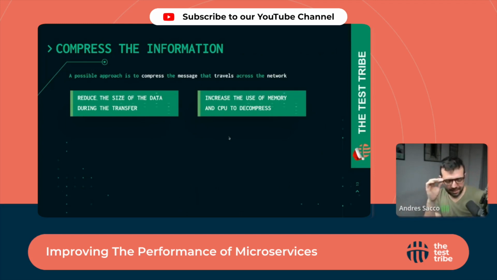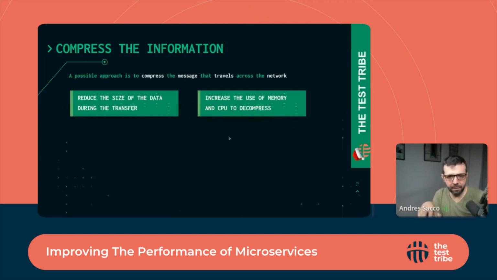Increase, and here is the main problem, it increases the use of CPU to decompress the information. You compress the transference of information, so at some point, one microservice needs to compress the information and the other one needs to decompress. This depends on the different implementations, the different languages. But for example, in the case of Java, when you start to compress something, it increases the use of the CPU by at least 5%.